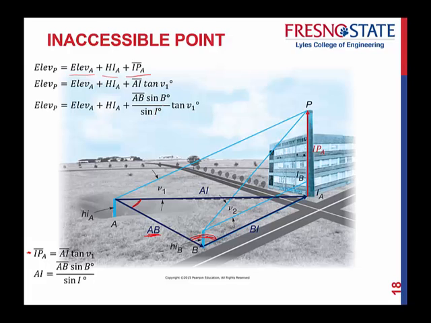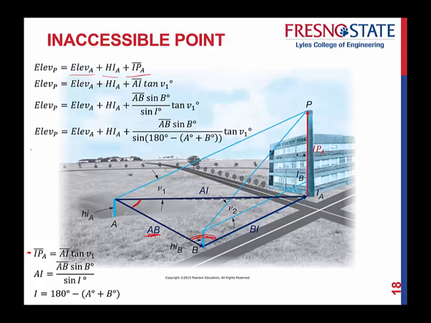I is pretty simple though to be able to figure out. I'm sure you see what we're talking about there. I then is simply, if this is a triangle in the horizontal plane, 180 degrees minus the sum of the angles of A plus B. And there then is your final equation right there.